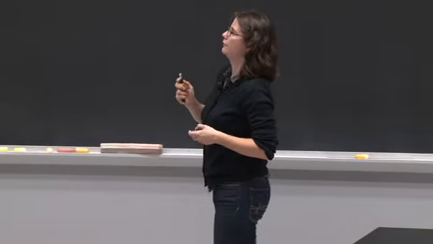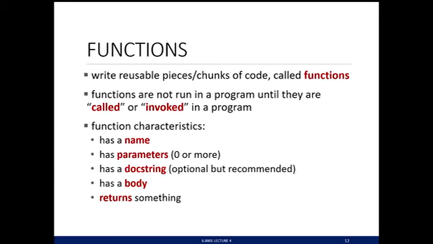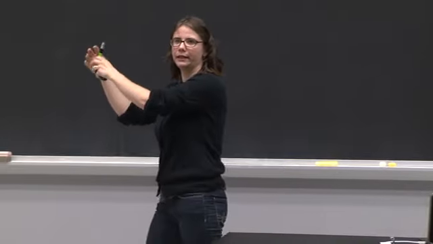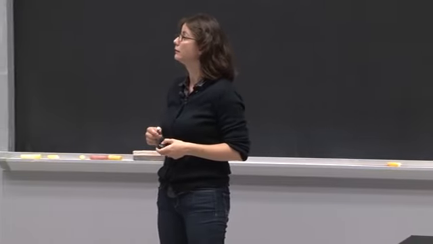These are some of the function characteristics, and we'll see an example on the next slide. A function is going to have a name. You have to call it something. It's going to have some parameters. These are the inputs to the function. You can have 0 inputs or as many as you'd like. A function should have a doc string. This is how you achieve abstraction. It's optional but highly recommended, and this is how you tell other people how to use your function. A function has a body, which is the meat and potatoes of the function, what it does. And a function is going to return something. It computes its thing, and then it spits back some answer.